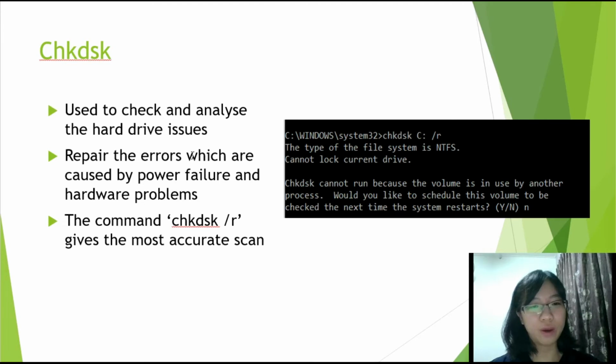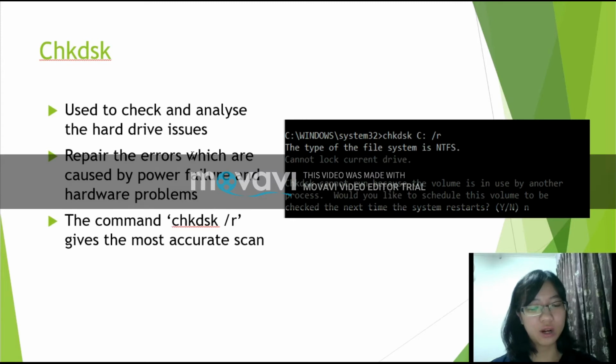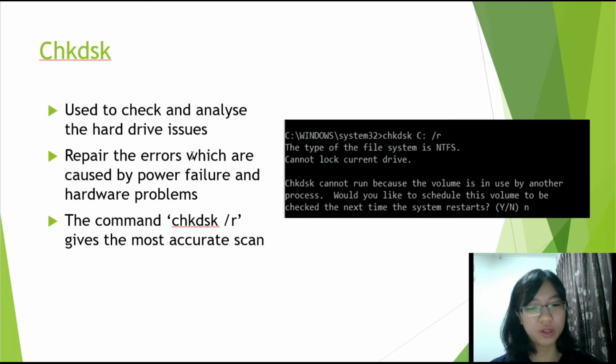Next, chkdsk. Chkdsk is used to check and analyze hard drive issues and repair errors caused by power failure and hardware problems, while the command chkdsk /r will give the most accurate scan and can operate on the computer hard drive. Users are recommended to run this feature every few months as a part of maintenance to let the computers operate smoothly.